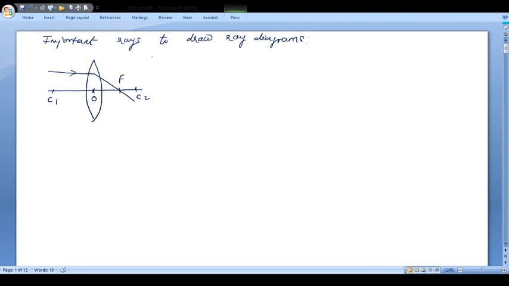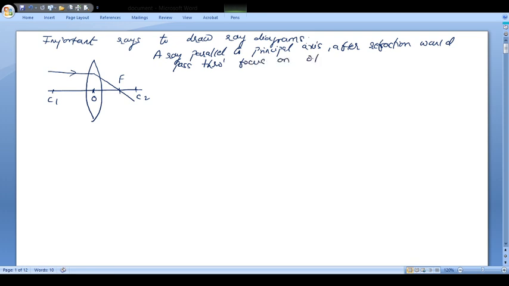What does it say? A ray parallel to principal axis, after refraction would pass through focus on other side of lens.